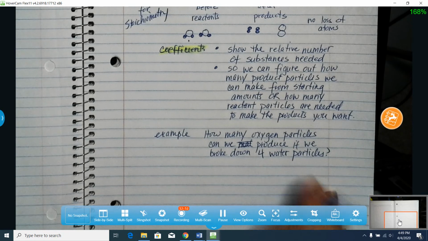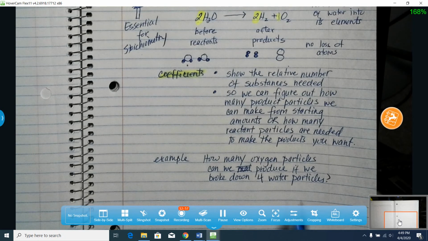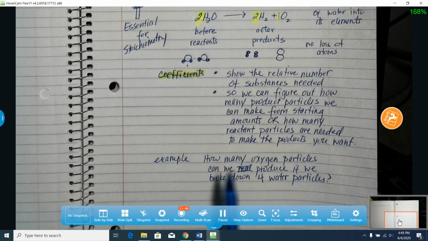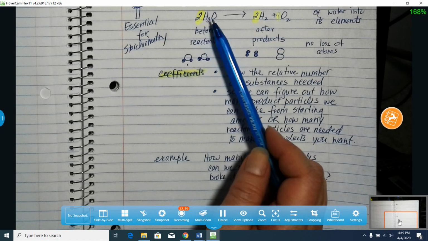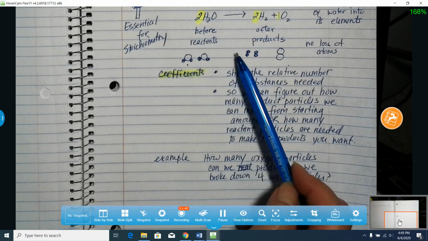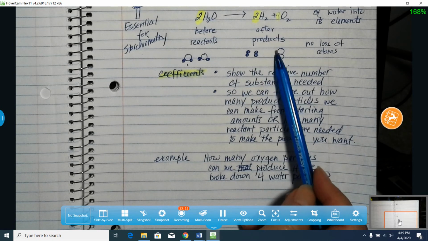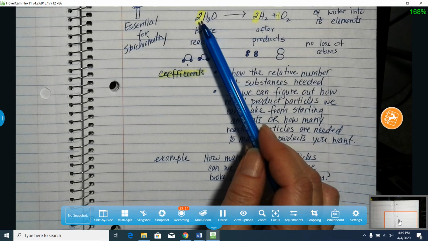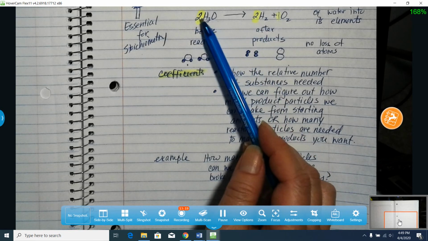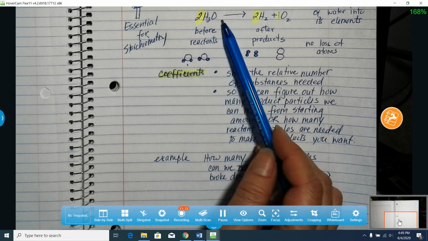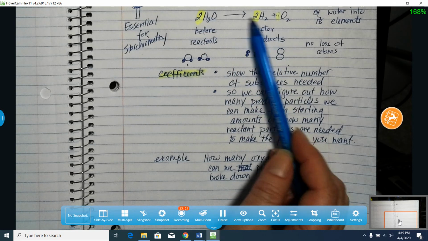So we go over here and we look at our balanced equation. According to this, if we have 2 water particles, we can make 2 hydrogen particles and 1 oxygen particle. So it's a 2 to 2 ratio. For every 2 of these I make 2 of those. For every 2 of these I want to make, I need 2 of those. For every 1 of these I want to make, I need 2 of those.